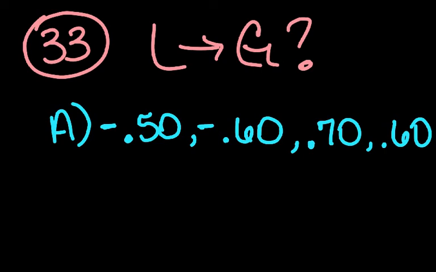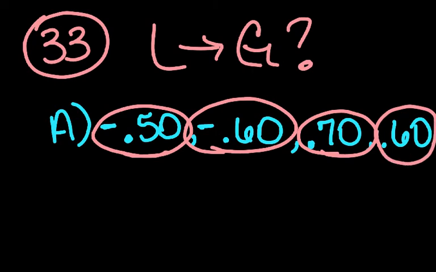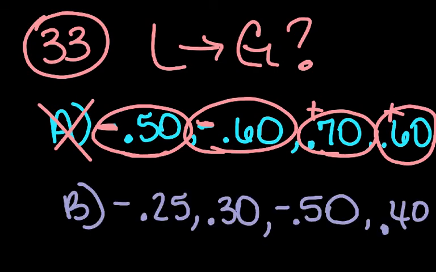Okay, if I change them all to decimals so that I can look at it like money, there's two mistakes here. 50 cents is not less than 60 cents. Or actually, a negative 50, I'm sorry, is not less than a negative 60. And then 70 cents is not less than 60 cents. Therefore, A cannot be your answer.